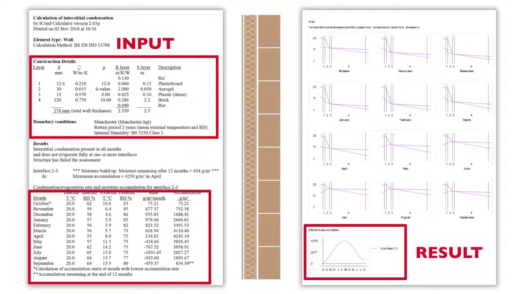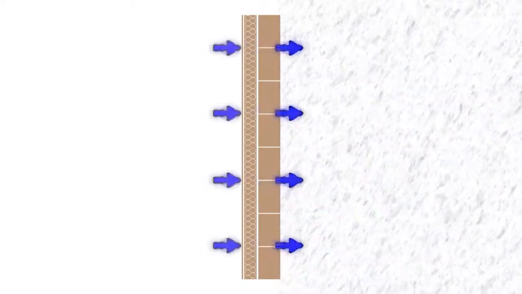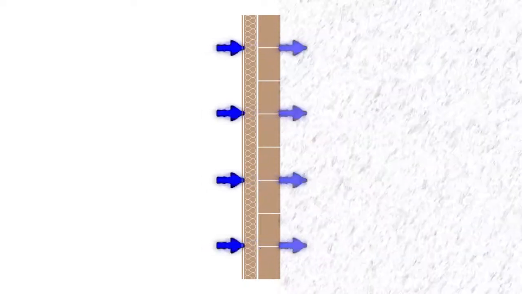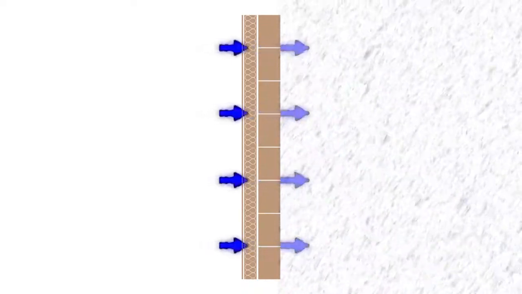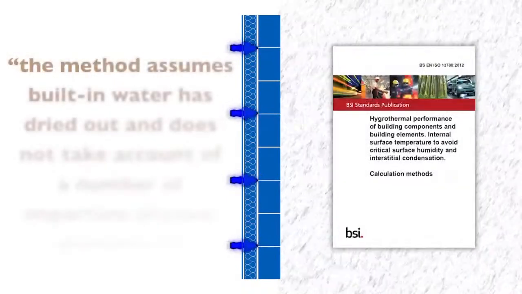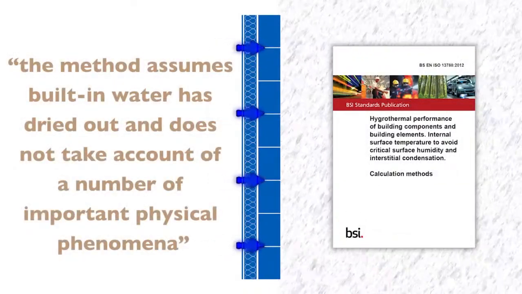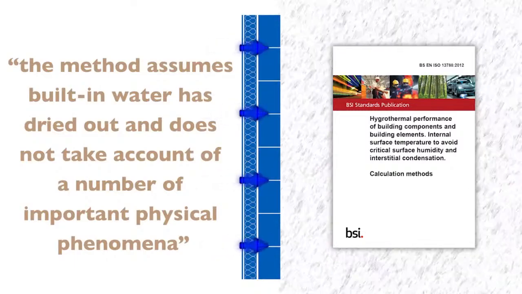However, there are limitations. The main problem is that this method only models moisture vapour flowing from inside to outside and completely ignores the effects of external moisture sources such as driving rain. The model does not incorporate the effects of material porosity, moisture absorption and water storage in the building fabric. As stated in EN 13788, the method assumes built-in water has dried out and does not take account of a number of important physical phenomena.